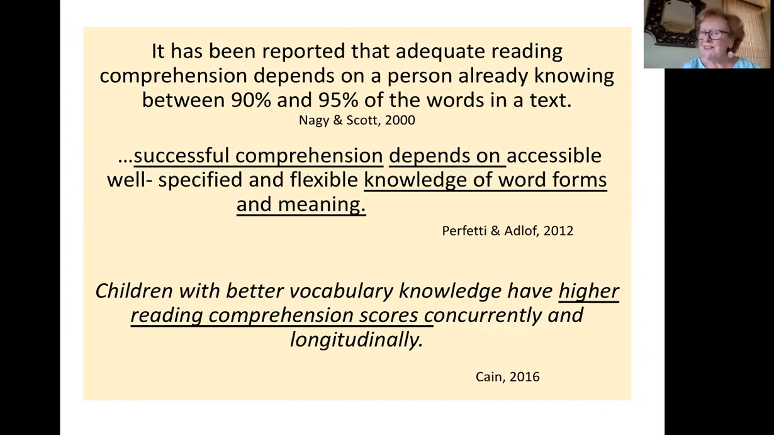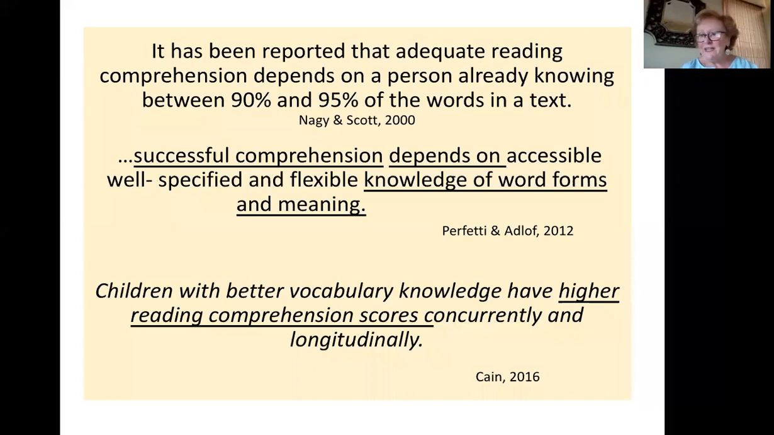vocabulary? I think this first one's rather surprising if you haven't seen it before. Adequate reading comprehension depends on a person already knowing between 90 and 95% of the words in a text. Not just the ability to read the words, but to have some sense of the meaning of the words. And then Perfetti and Adlof telling us that successful comprehension depends upon accessing well-specified and flexible knowledge of word form, the reading of the word, as well as its meaning. This ability to immediately access clear and crisp representation of word form along with meaning.